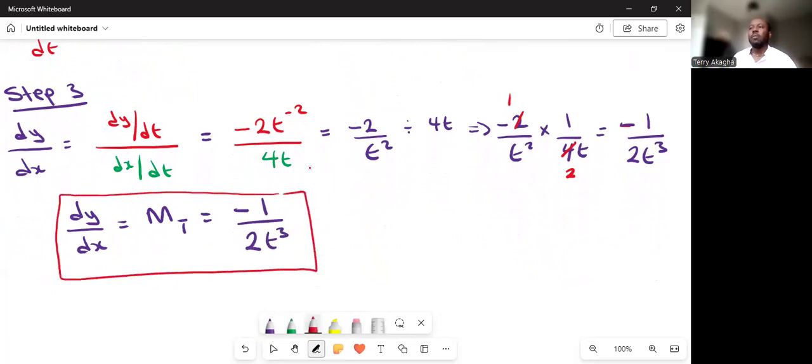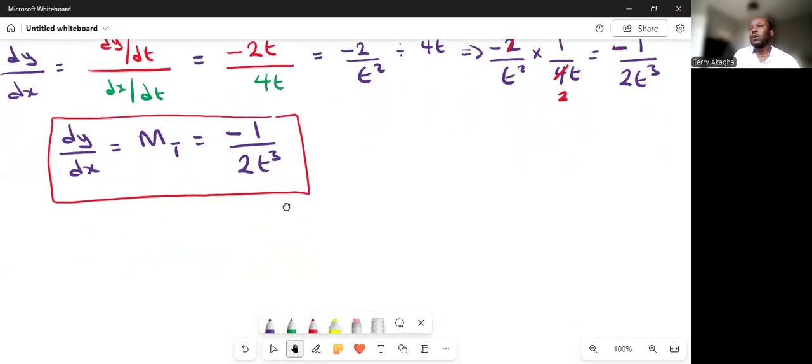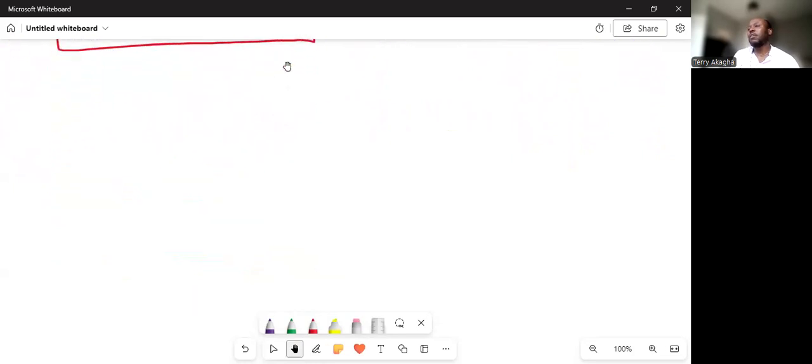Now, but that's not what we're looking for. We're looking for the equation of the tangent and normal. So we have to now jump to step 5. So in step 5, okay, we're having step 5 now.